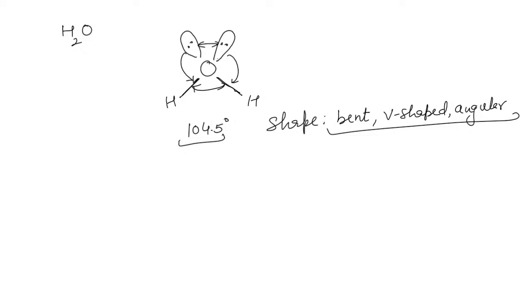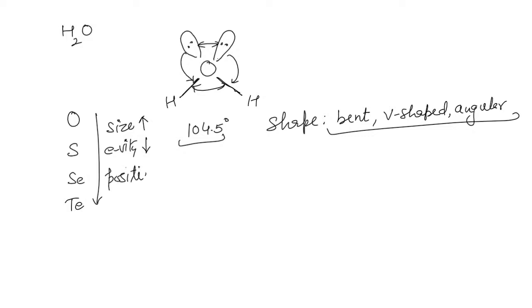Now come to the next part. When we go from oxygen to sulfur, selenium, tellurium, as we go down the group, the size of the central atom increases. As size increases, electronegativity decreases, and that's why the position of the bond pair in H2E shifts away from the central atom.